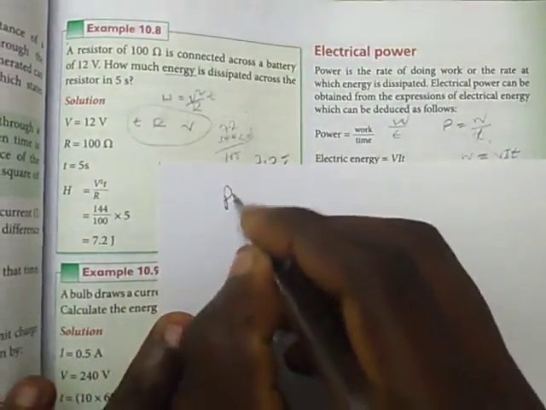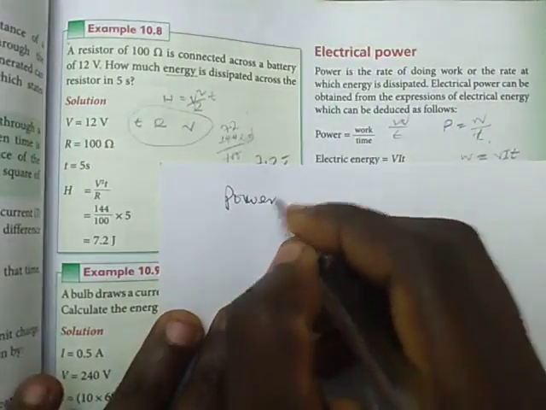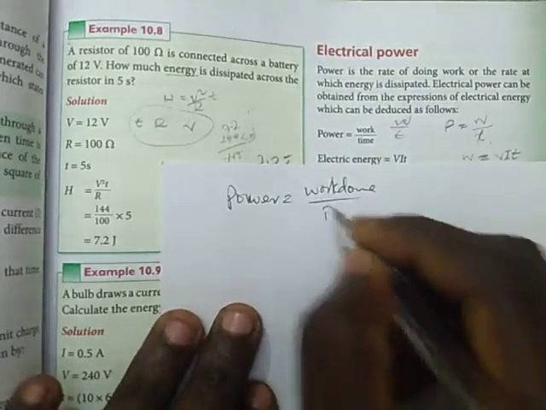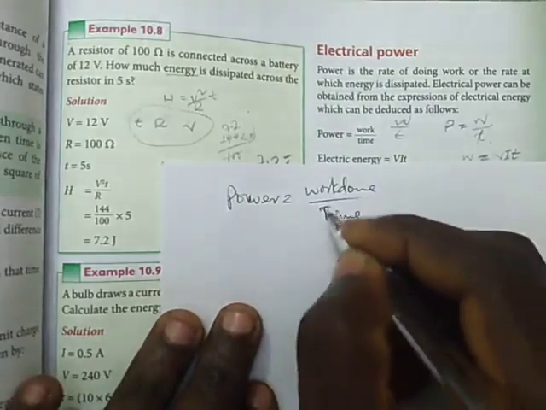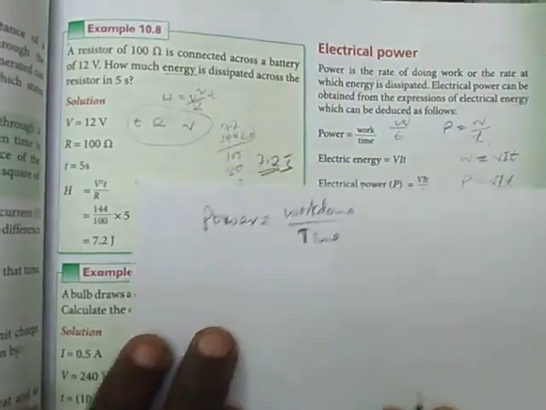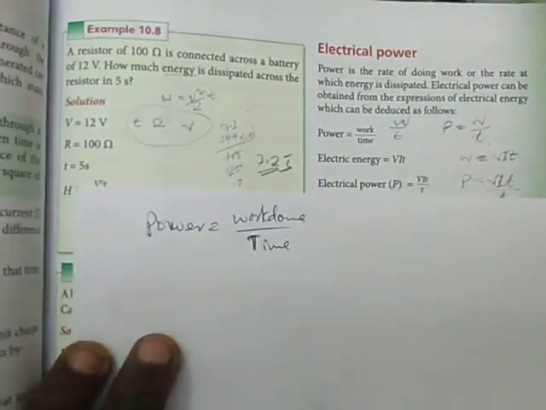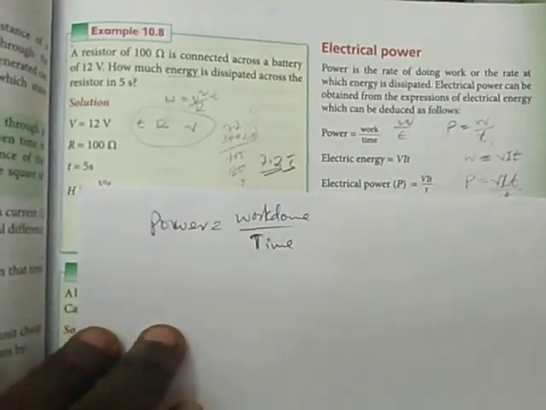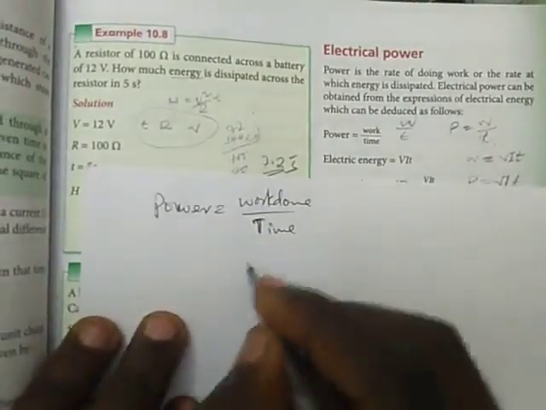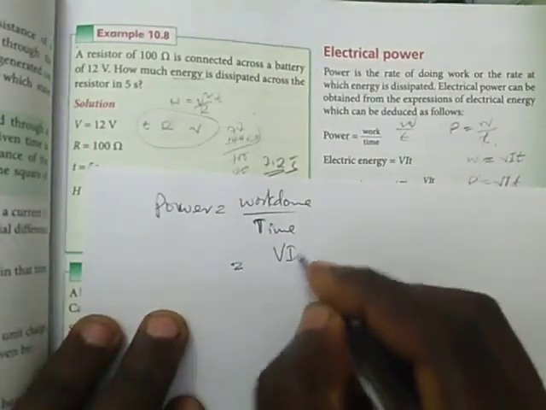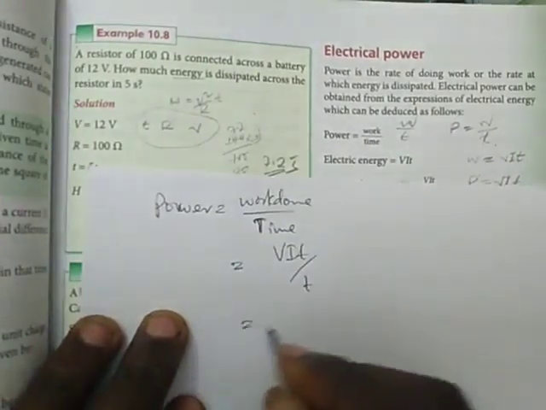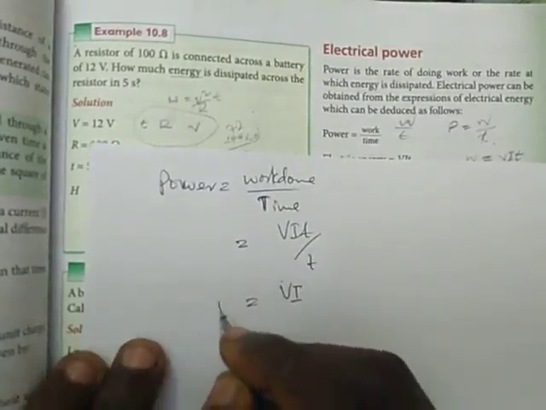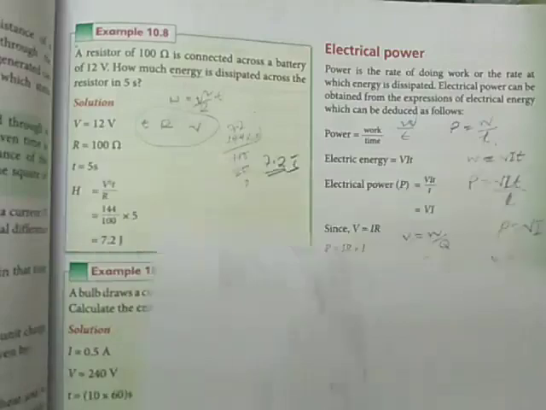So power is equal to work done divided by time. Hiyo ndio power, work done divided by time. Kwa sababu shida power tunaipata hivi. Electrical power can be obtained from the expression of electrical energy. So kama electrical energy tukitumia VIT tukigawanya kwa time tutapata power is equal to VI. Hii ndio itakuwa power ni VI.